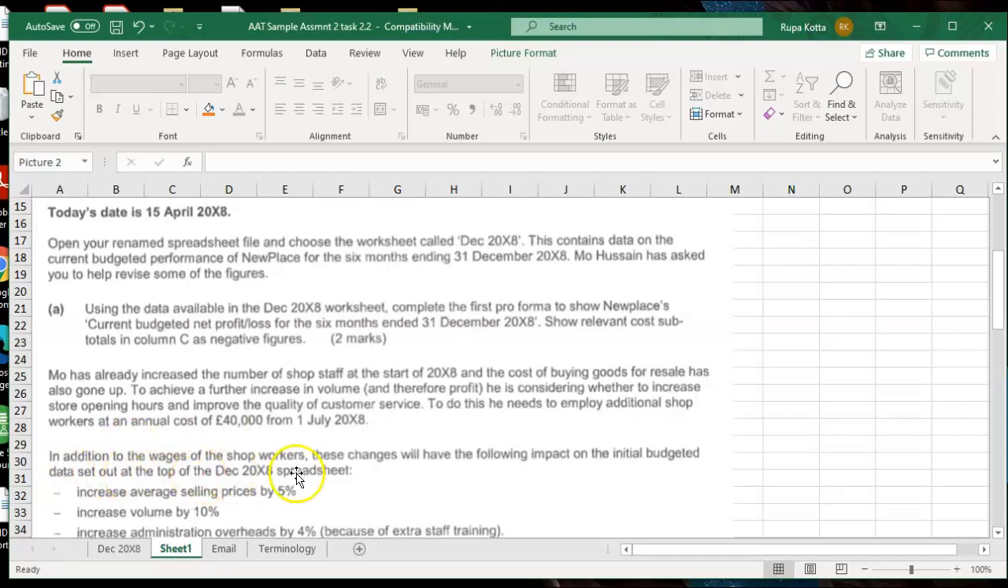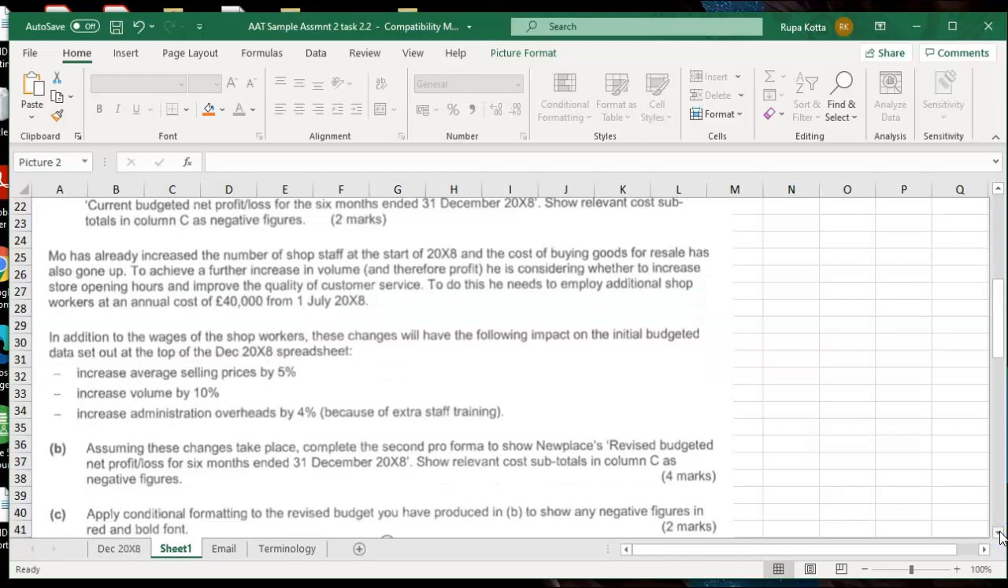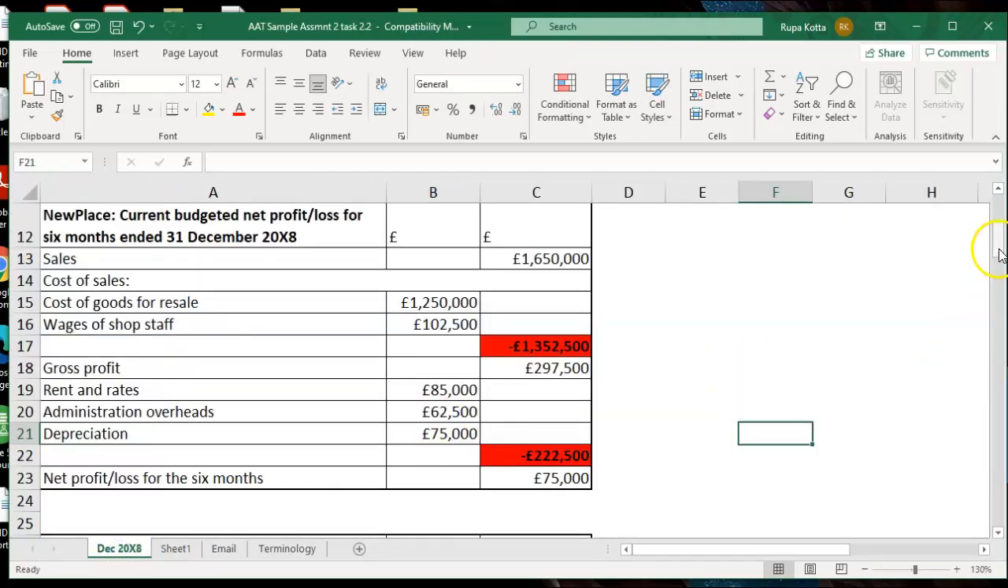In addition to the wages, these changes will have the following impact on the initial budget data set out at the top of the December 18 spreadsheet. Increase selling prices by 5%, increase volume by 10%, increase administration overhead by 4%. So you want to increase a few things. So let's prepare. Assuming these changes take place, complete the second pro forma to show New Place's revised budget. So we have to do one more budget, taking into consideration these changes. So selling price is increasing by 5%, but the sales volume is still remaining the same.